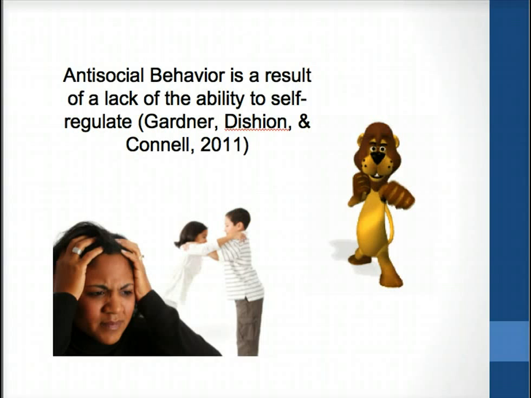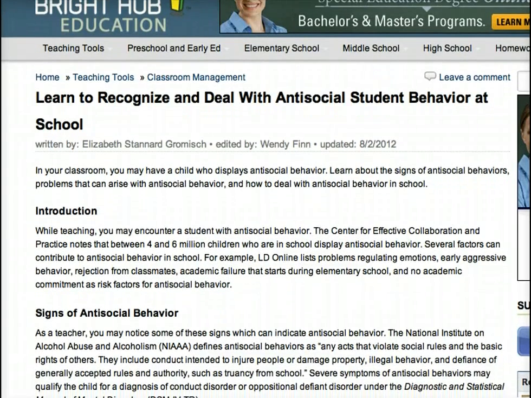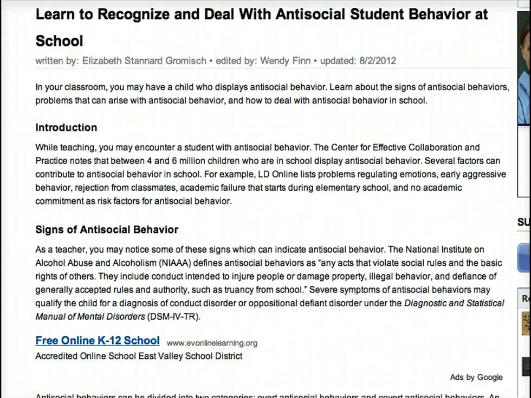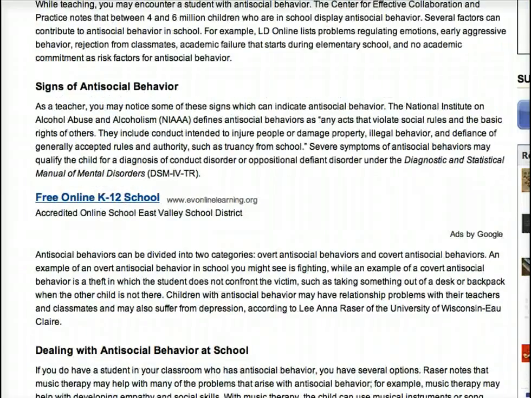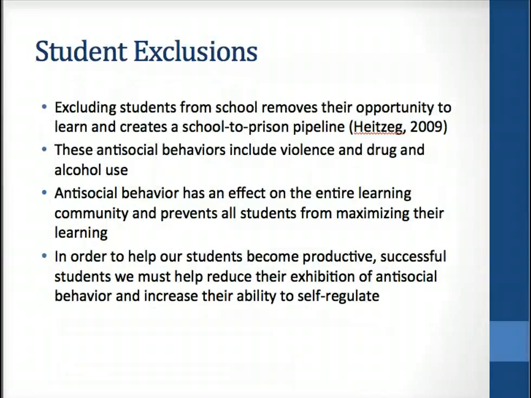Individuals are more likely to exhibit antisocial behaviour when they fail to self-regulate. Bright Hub Education provides a quick overview for identifying antisocial behaviour in students and provides some recommendations for dealing with that behaviour. A couple of suggestions offered is for teachers to keep lines of communication open with parents and administrators and perhaps consider the use of music in dealing with that antisocial behaviour in school.